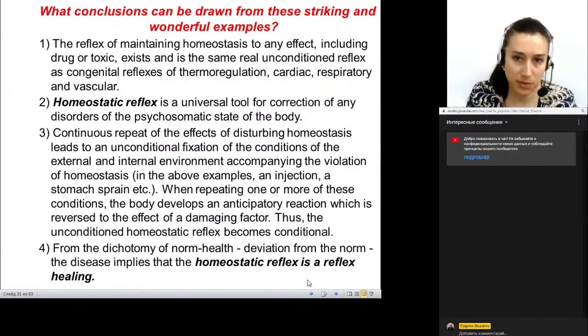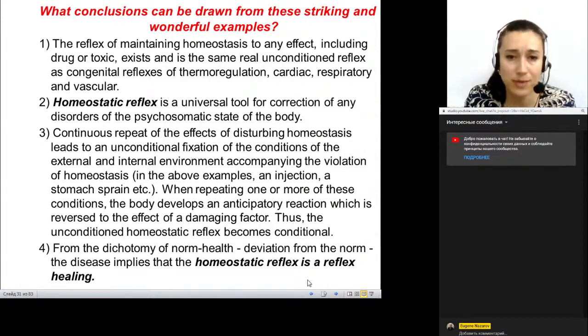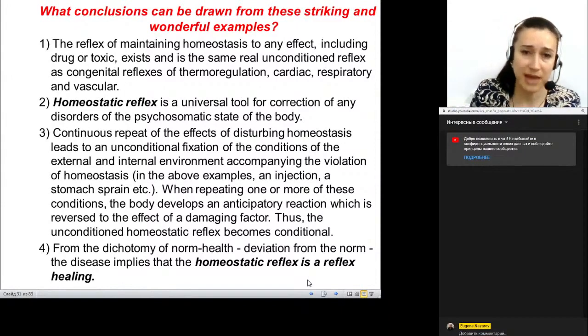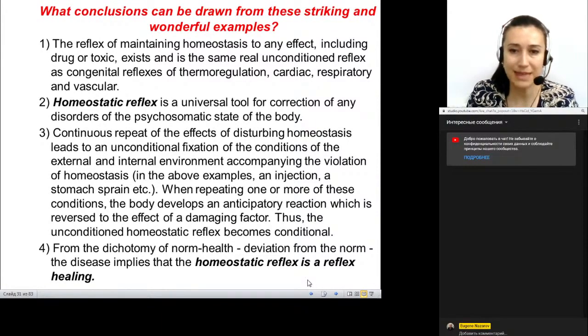In the above examples, these were an injection in the stomach, a sprain, etc. When repeating one or more of these conditions, the body develops an anticipatory reaction, which is the reverse of the effect of the damaging factor. Thus, the unconditional homeostatic reflex becomes conditional, and from the dichotomy of norm as health and deviation from the norm as disease, it follows that the homeostatic reflex is a healing reflex.